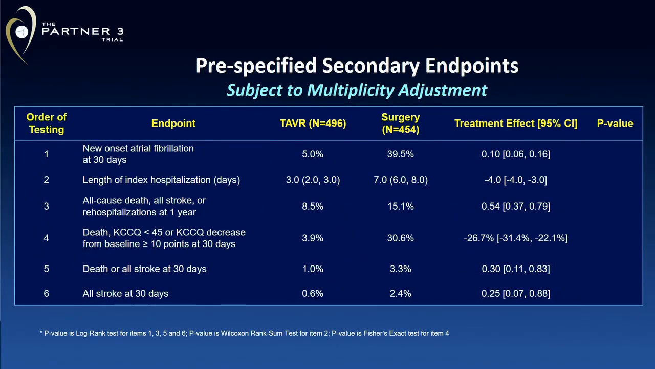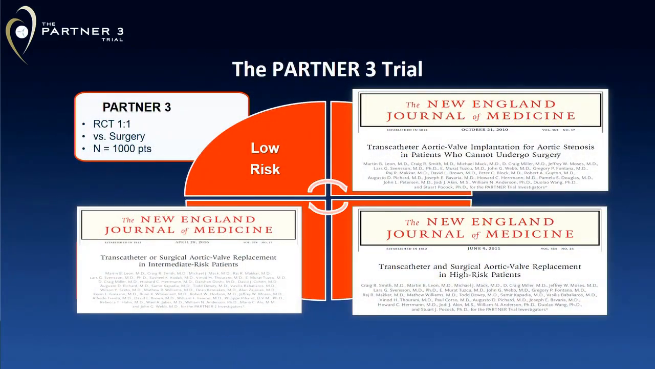And these are some pre-specified secondary endpoints. And I would point out, if you look at new onset atrial fibrillation, 5% with TAVR versus 39.5% with SAVR. And we know how bad it is, atrial fibrillation. So strokes, 0.6% versus 2.4%. And also pacemaker rate, there were not much differences between the SAVR and the TAVR.